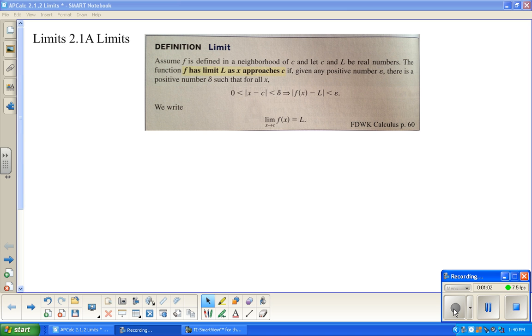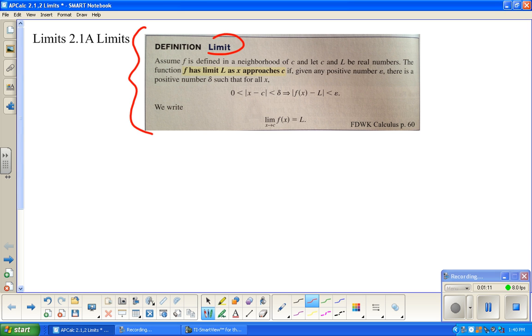So let's get started. First thing I need to point out, this is actually from your calculus book, from page 60, and this is the definition of what a limit is. This is a lowercase Greek delta. This is a lowercase Greek epsilon. I'm just showing you this so you see it. Typically, this definition is not used very much. It is the standard definition, but I just want you to have an awareness of it.